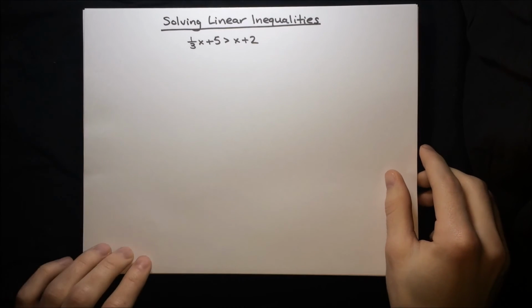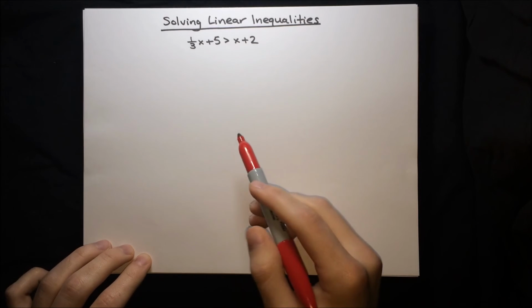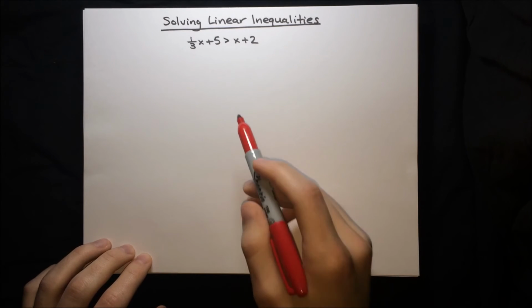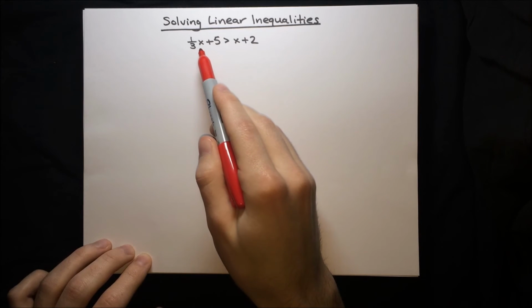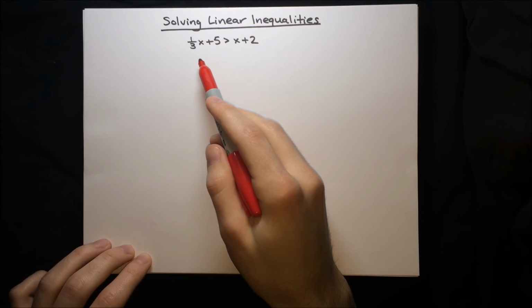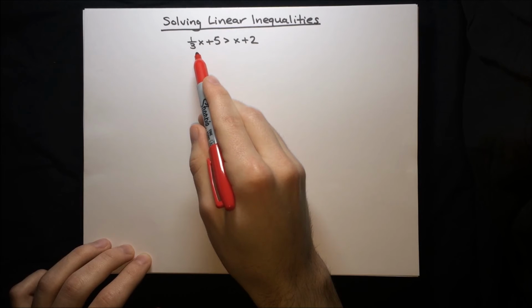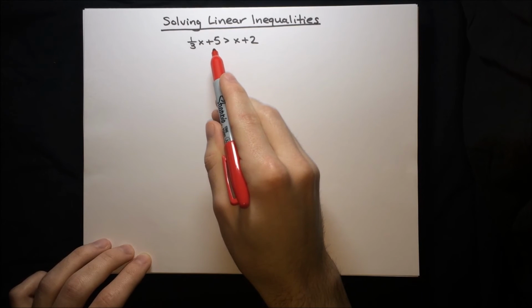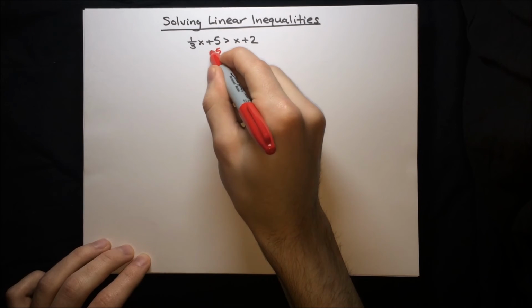We're going to end by solving a more complicated inequality, which has x on both sides of the inequality. And we're going to do this the same way as usual. We're going to try to isolate x on one side of the inequality. So in order to do that, let's say we're going to isolate x on the left-hand side, and we'll start off by subtracting this 5 over to the other side. So negative 5 on both sides.